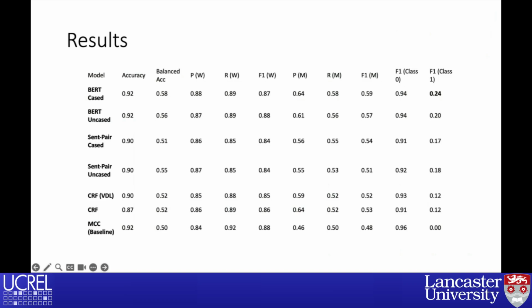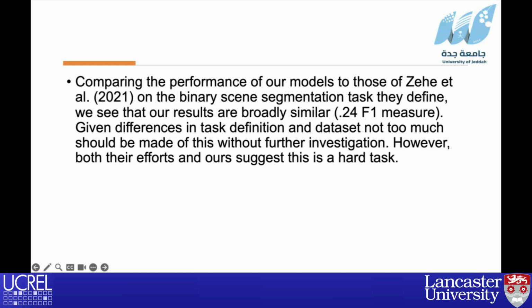This is an overview of the results of the classification task with the 6 models that we have. As you can see, BERT cased scored the highest according to the F1 score. We only found 1 similar study to ours, and they also scored a comparable result to ours, 0.24 F1 measure.